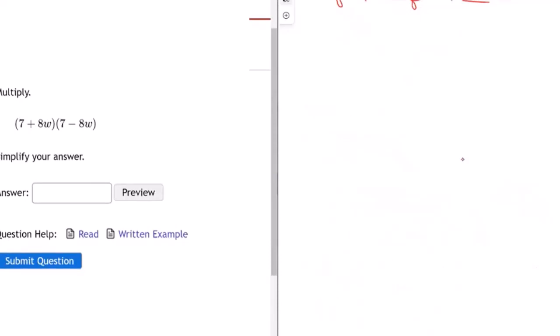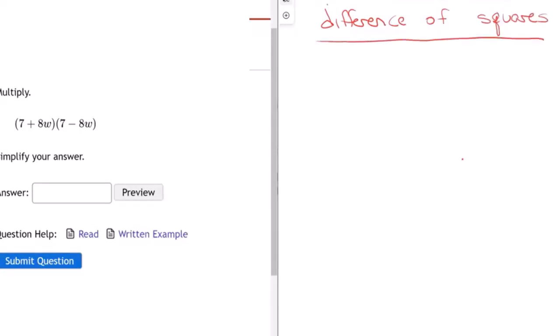This is a special case. We have something called the difference of squares. This is very important. It comes up a lot. You'll see why it's important later. But basically, if you have a plus b times a minus b, it's always equal to a squared minus b squared. So let's look and see why that's true.